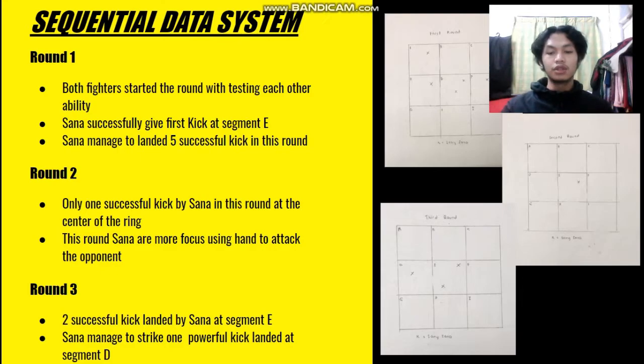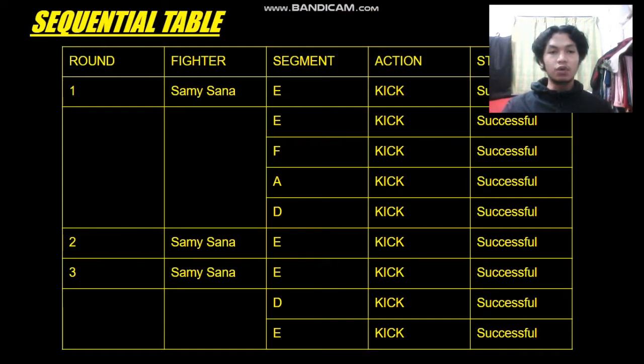So, this is the sequence. For round one, the first kick landed at segment E, then also segment E, and then Sana went to segment F, then A, and the last one is D for this round. In the second round, the only kick that Sana successfully landed is in segment E, and in the third round, he managed to kick at two segments, that is E and D.